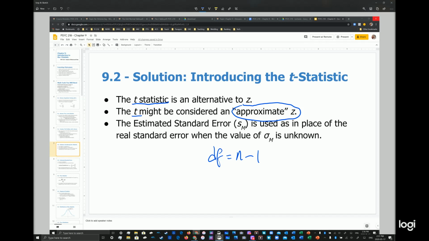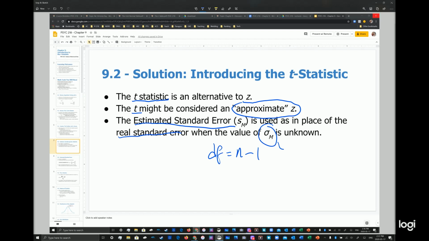Again, we're trying to account for sample bias. So the estimated standard error using the degrees of freedom would be used instead of the real standard error, that is the population standard deviation divided by root n. We don't know this, so we need to use an estimated standard error, which is s with the subscript M.